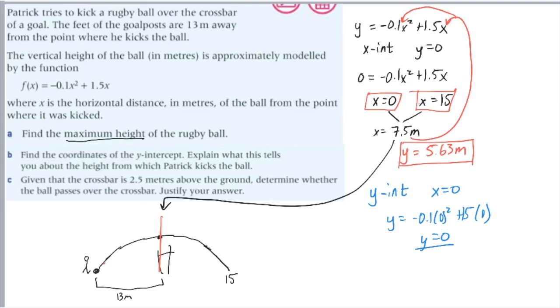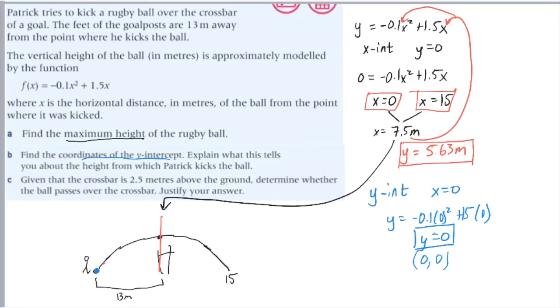My y-intercept is 0. What that means is that the point where he initially kicks the ball has a height, because y is the height, of 0. And so that's all it means. All right, so that's easy enough. We found the coordinates of the y-intercept. X was 0, y was 0, and this tells us that the height was 0 when he kicked the ball.